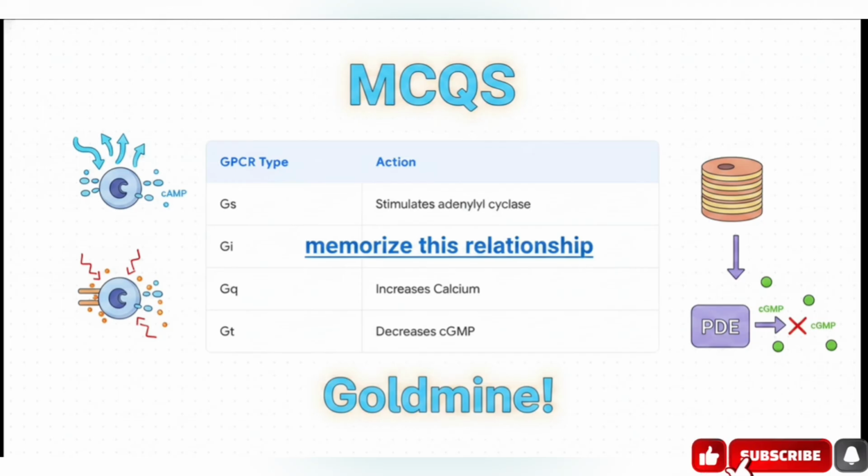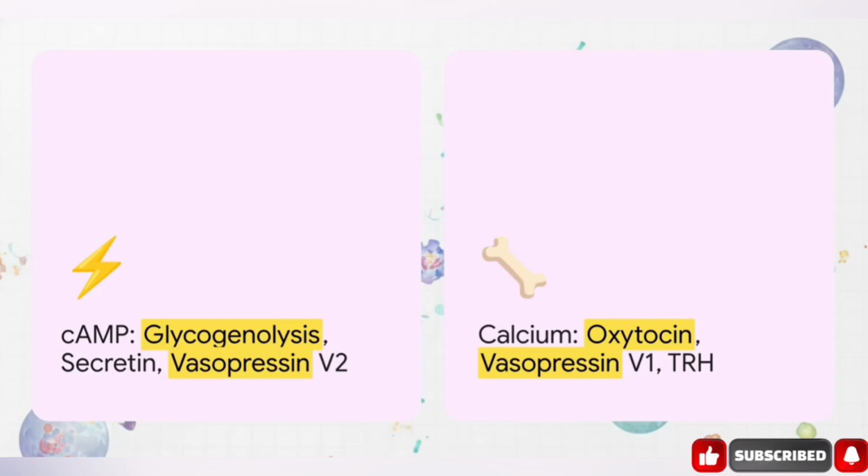Gs is stimulatory. It stimulates adenylyl cyclase and increases cyclic AMP. Gi is inhibitory, so it does the exact opposite. It decreases cAMP. Then we have Gq, which is all about increasing intracellular calcium. And finally, Gt, which acts by transducin in your retinal rods, activating PDE enzymes and actually decreasing cyclic GMP. Now let's see how this builds into actual physiological effects.